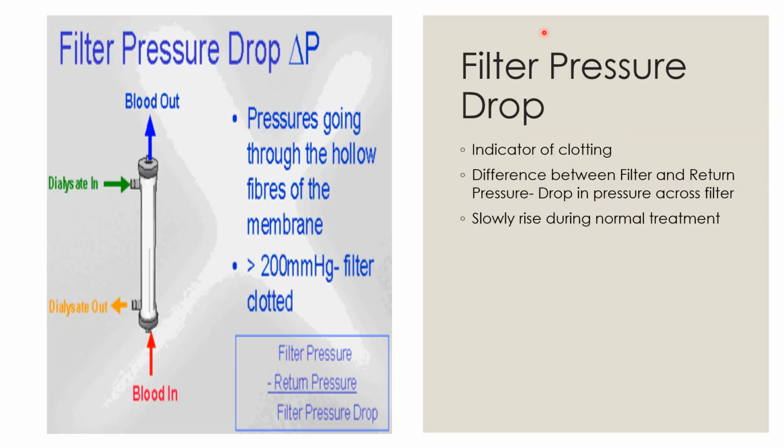Filter pressure drop is another indicator of clotting. It is the difference between filter and return pressure. Filter pressure is the pressure of blood as it enters the filter, and return pressure is the pressure of blood as it exits the filter and returns to the patient. Essentially, pressure drop is the drop in pressure across the hemofilter. It will slowly rise during normal treatment.